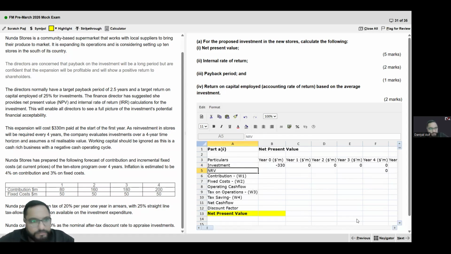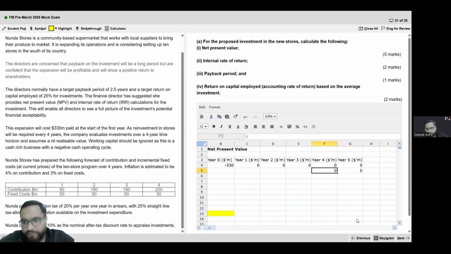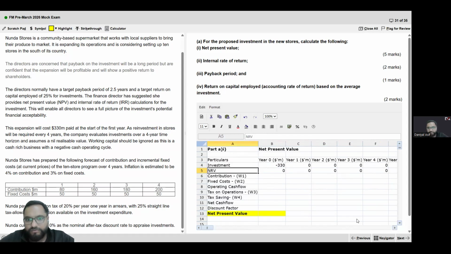Now, the question assumes a nil NRV. So NRV from year 0 to year 4 is 0, 0, 0, 0, 0, and 0.